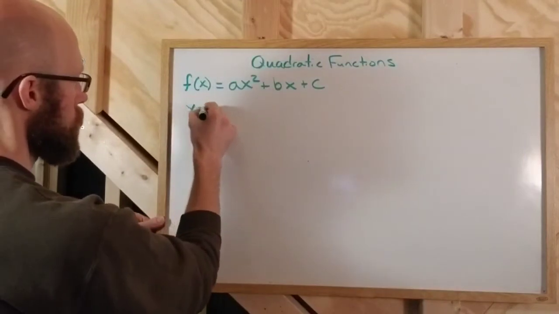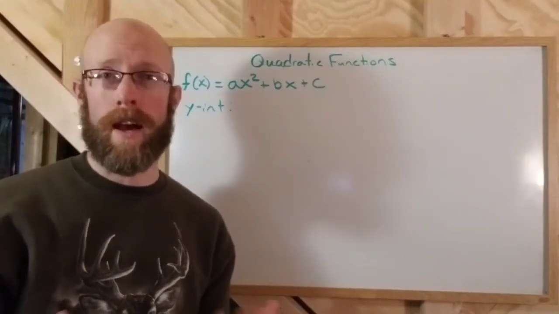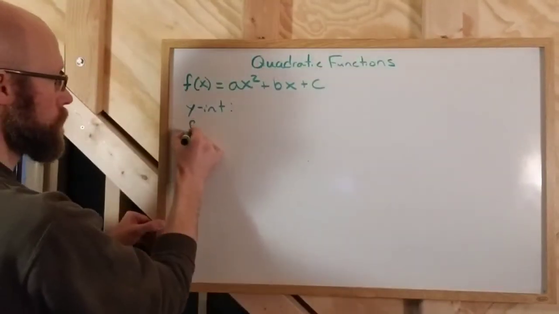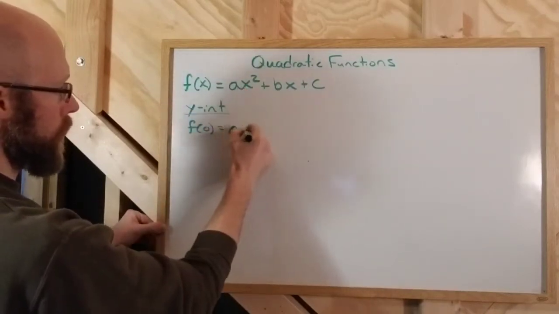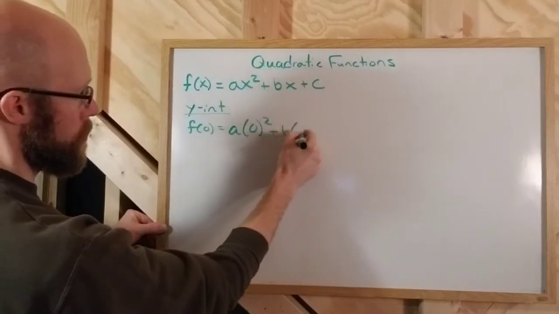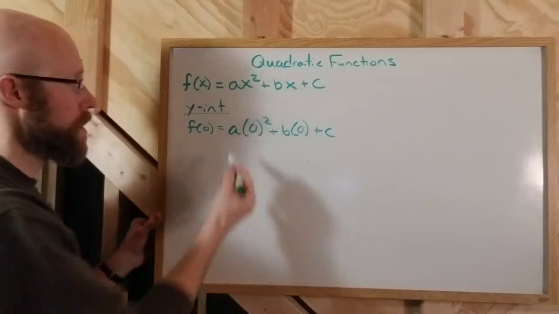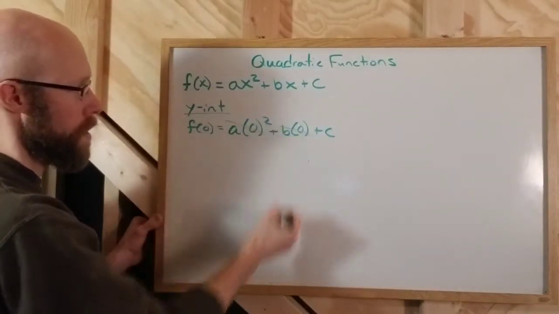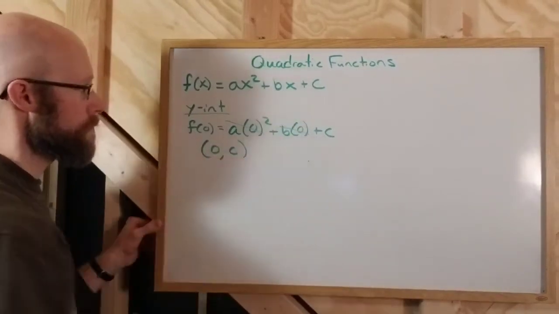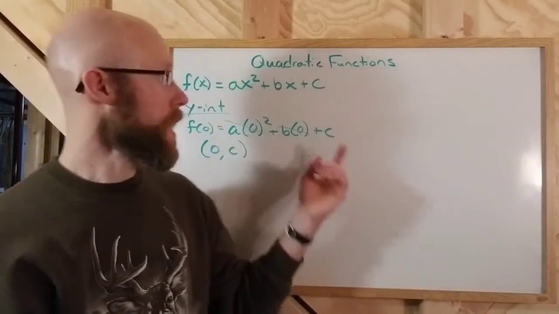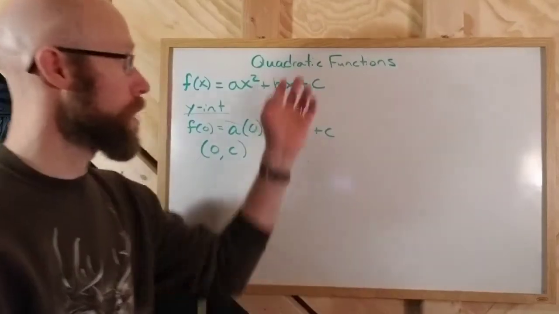So to find the y-intercept, very simply, you always replace the x with 0, right? So you have f of 0, which is then equal to a times 0 squared plus b times 0 plus c. Obviously the first two terms, anything with an x in it, becomes 0, and all you're left with is the c. So 0 comma c will be the y-intercept. And in fact, that constant will always be the y-intercept on a quadratic function.